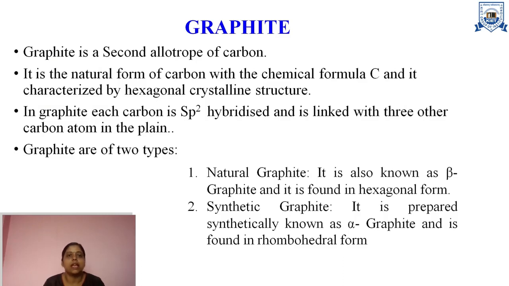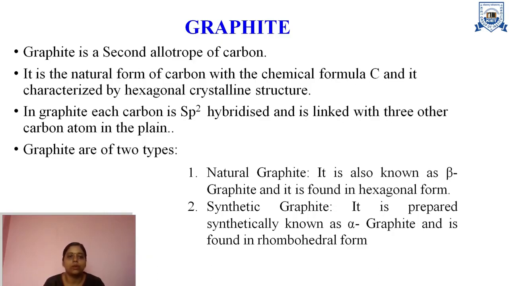Graphite is the second allotrope of carbon. It is the natural form of carbon with the chemical formula C, and it is characterized by a hexagonal crystalline structure in which carbon-carbon bonding is in between. In graphite, each carbon is sp2 hybridized, linked with three other carbon atoms in the plane to form flat hexagon layers. These layers can slide one over another.